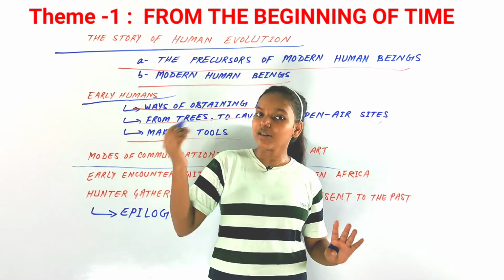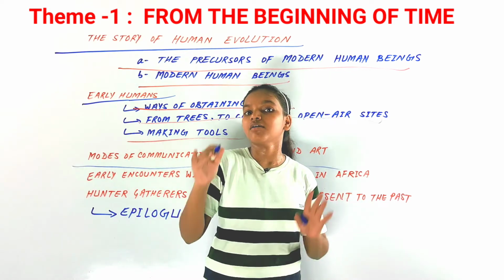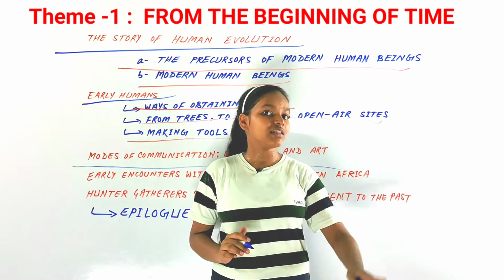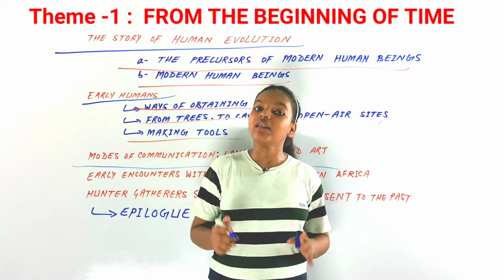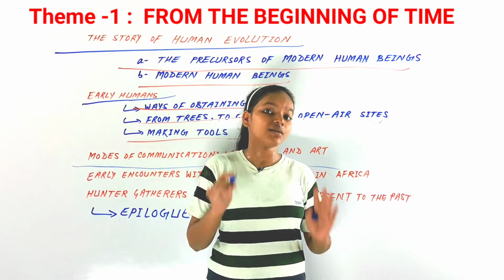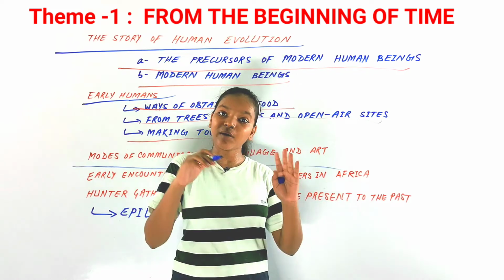Now another explanation is that language must have developed completely around 40 to 35,000 years ago, at the same time when art developed. Art and language are considered jointly as both are modes of communication. When we talk about art, we have many things.